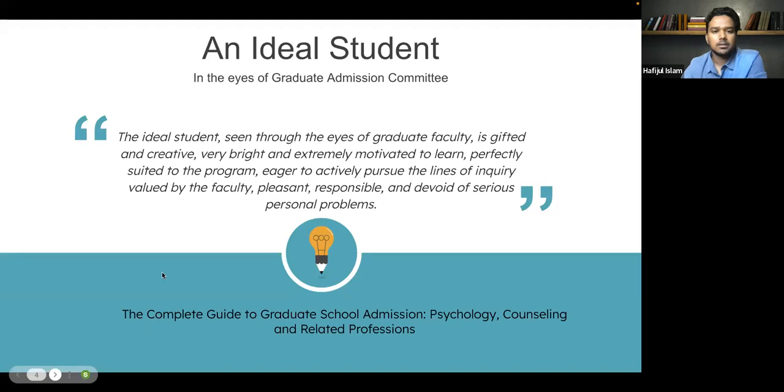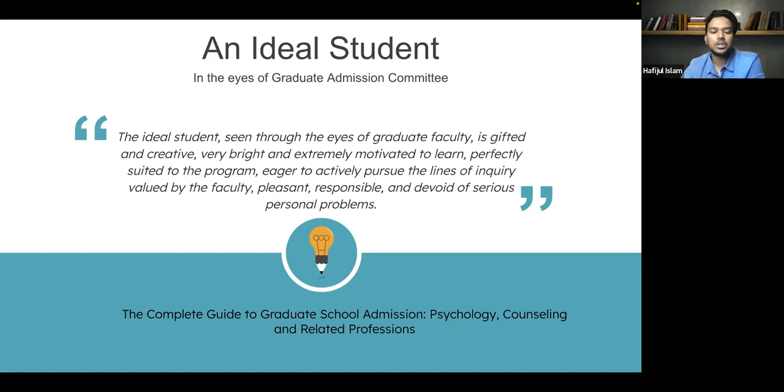An ideal student in the eyes of the grad admission committee is actually a student who is gifted and creative. It's a very subjective thing, what is gifted and creative to them, but obviously very bright and extremely motivated to learn. And they are suited to the program. They want to pursue their line of inquiry that is presented by the faculty. And the student should be pleasant and responsible, and they should not have any personal problems. So that's a description of an ideal student, what the grad admission committee really wants.